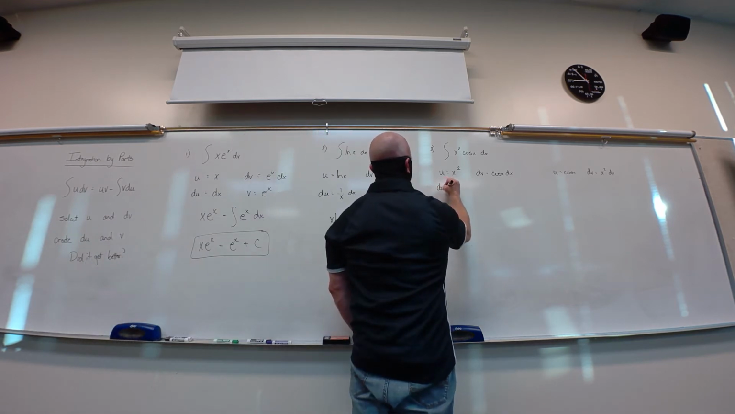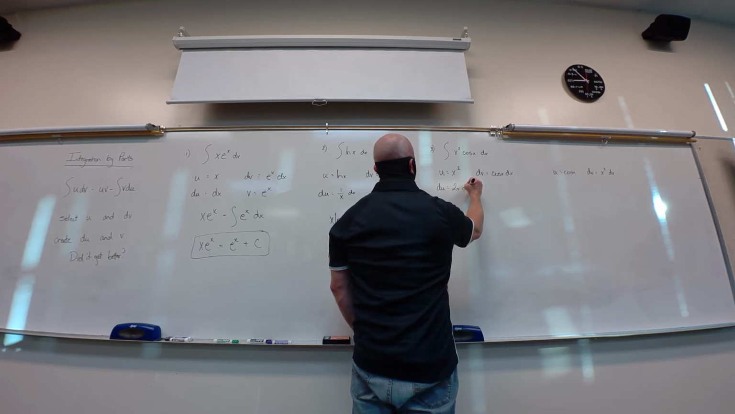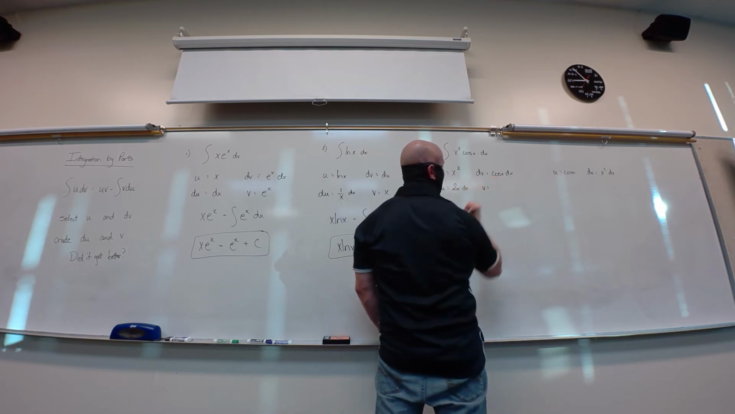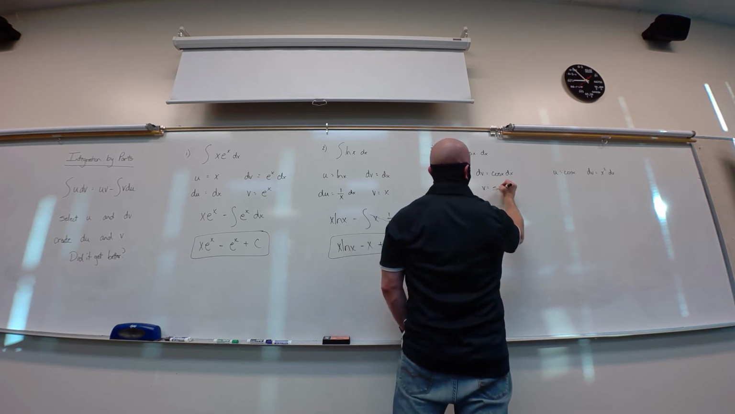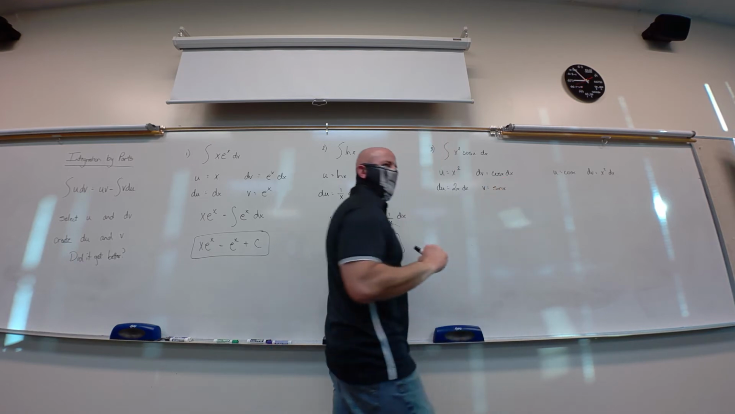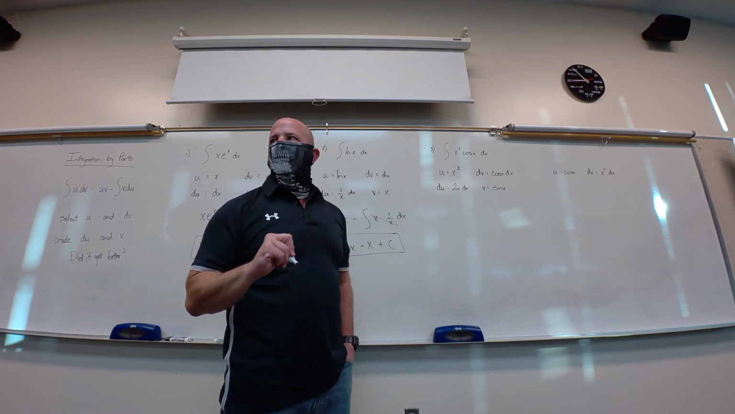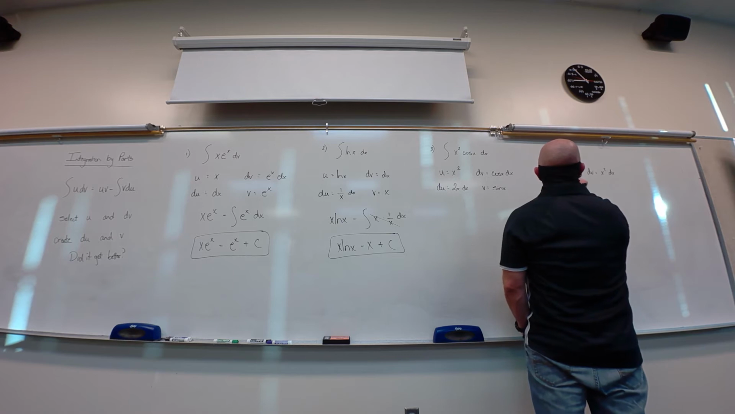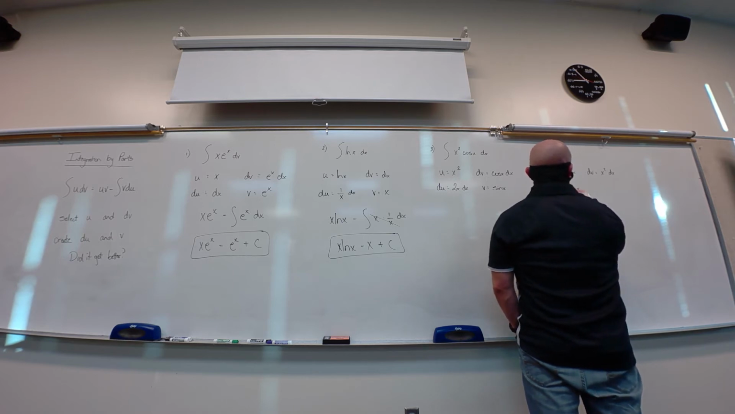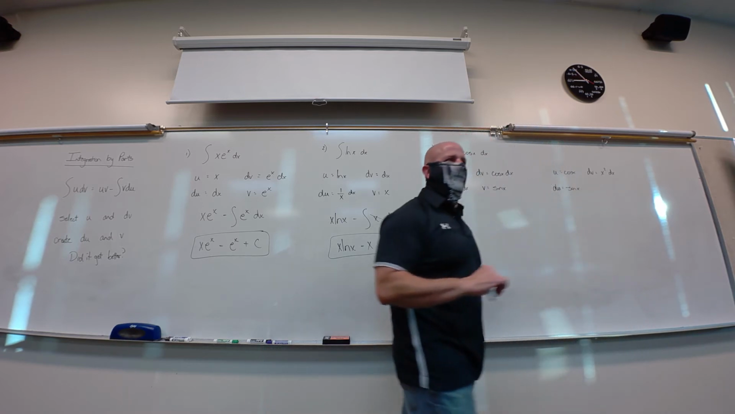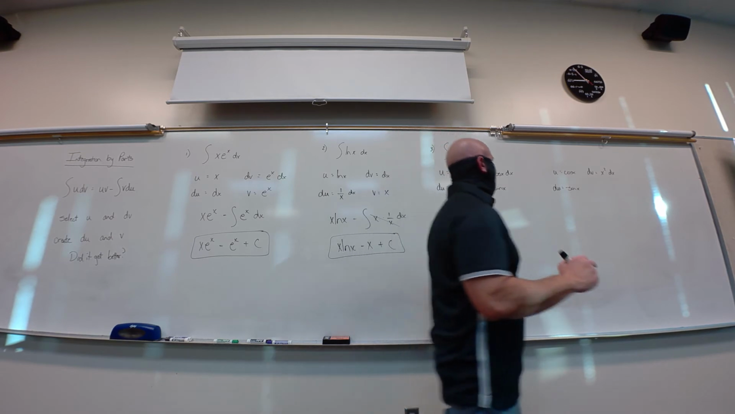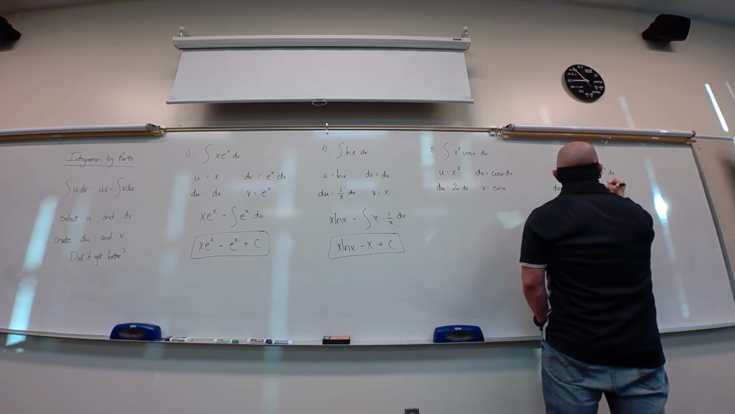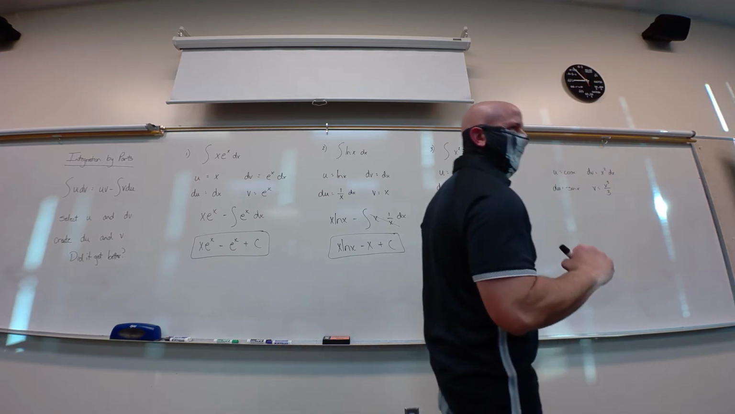Okay, let's see. du, 2x dx. The integral of cosine would be sine. Does that look right? Okay. Over here, du would be negative sine. Not looking too bad. I don't care about a negative. It's not going to make anything any worse. v is x cubed over 3.